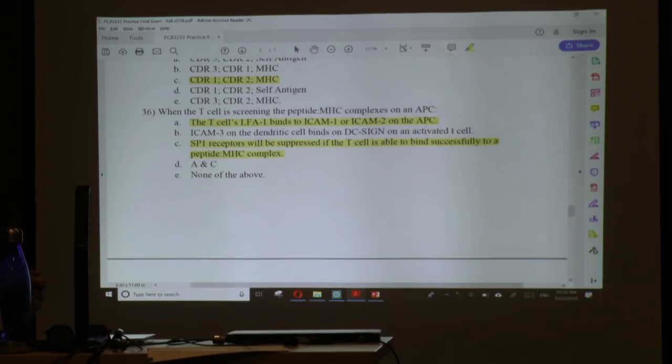And an activated T cell that recognized the peptide presented by the dendritic cell is going to get rid of its S1P receptors, because you don't want that T cell to receive the signal to leave this lymph node. You want that T cell to stay, start dividing, get activated, and all that stuff, right? So the S1P receptor will be suppressed, they'll be removed so that the T cell can bind successfully and then get activated, basically. Okay? Cool.